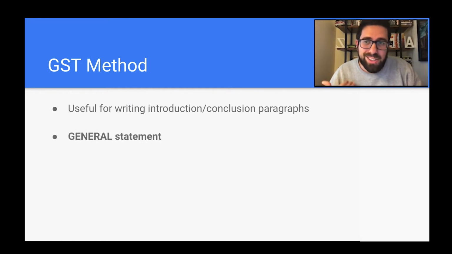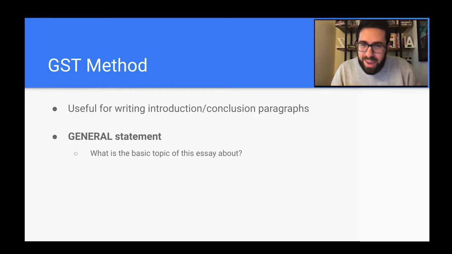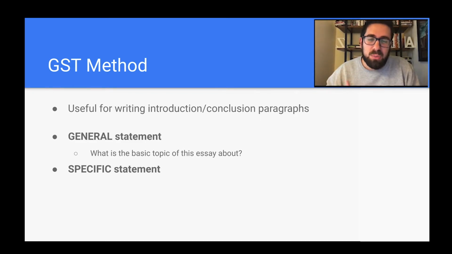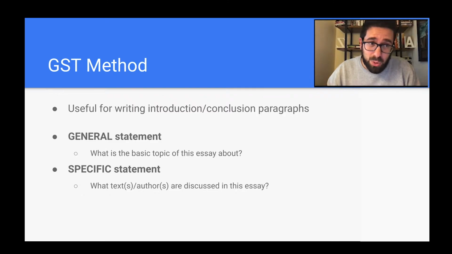As a reminder, the G stands for a general statement. What is the basic topic of this essay that you will be writing about? You have to assume that the reader has never read this book and doesn't know what the book is specifically about. After your reader knows that, you can move on to writing a specific statement where you actually mention the name of the text and the author that wrote it. In this case, Roll of Thunder, Hear My Cry, and Mildred Taylor.